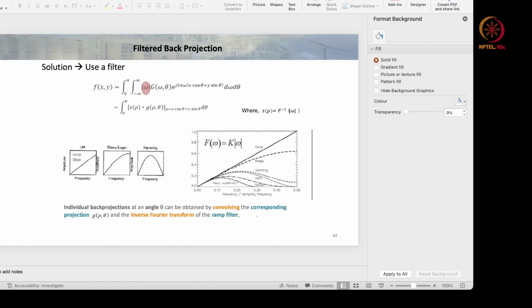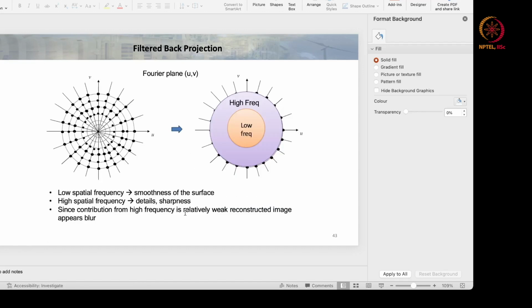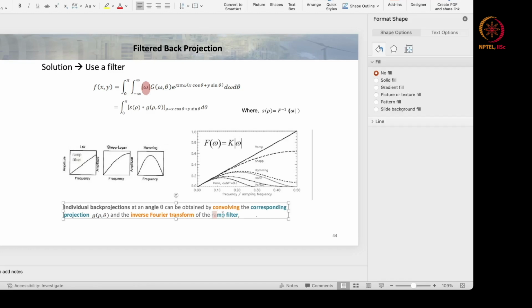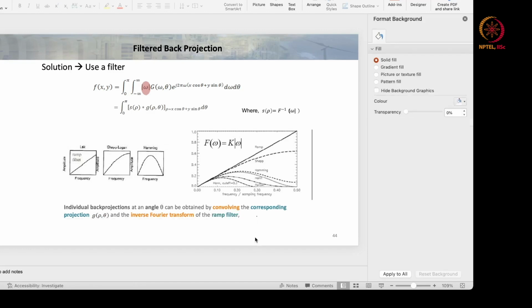The solution to this blurring and the weak reconstructed image is done using a filter. So this is the filter. This is where you introduce the filter in this whole thing. These filters are of different kinds, like the Ram-Lak filter, the Logan filter, the Hamming filter. The individual back projections at an angle can be obtained by convolving the corresponding projection with the inverse Fourier transformation of the Ram filter. So this gives rise to the sharpness, essentially.